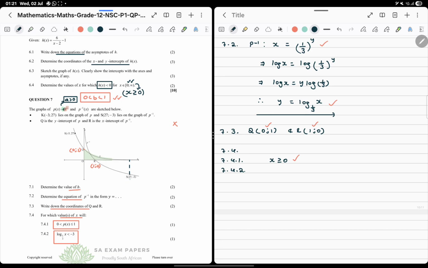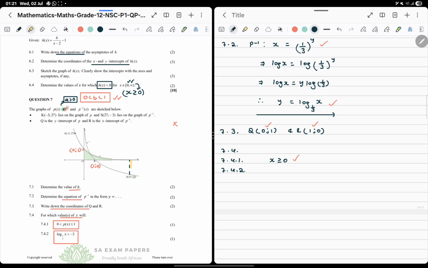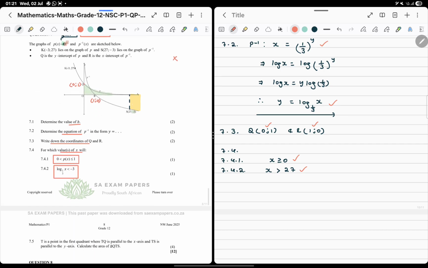So we know that x is 27 and the graph is at minus 3. Now we want it to be less than minus 3, so this region is this one. It's this region right here. Okay, so again, we can write x must be greater than 27. Again, these are fairly standard grade questions, nothing special about them.